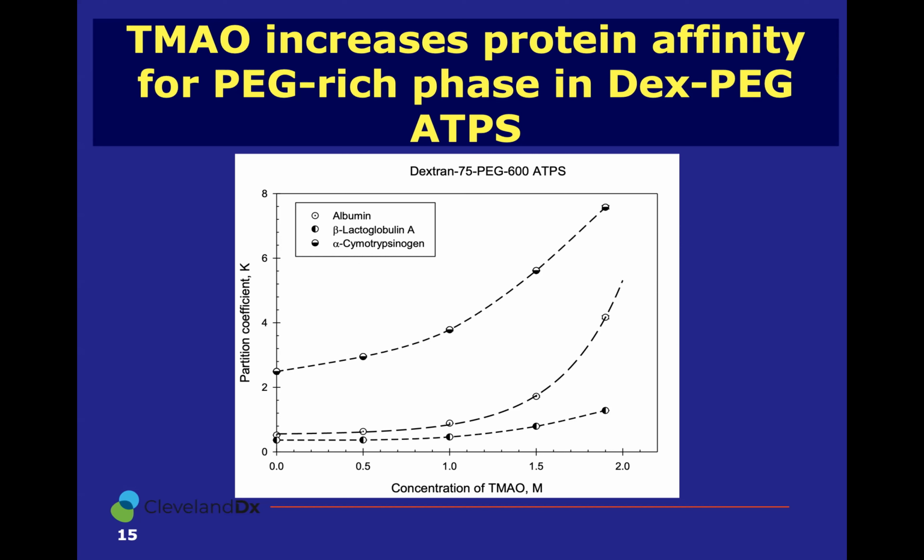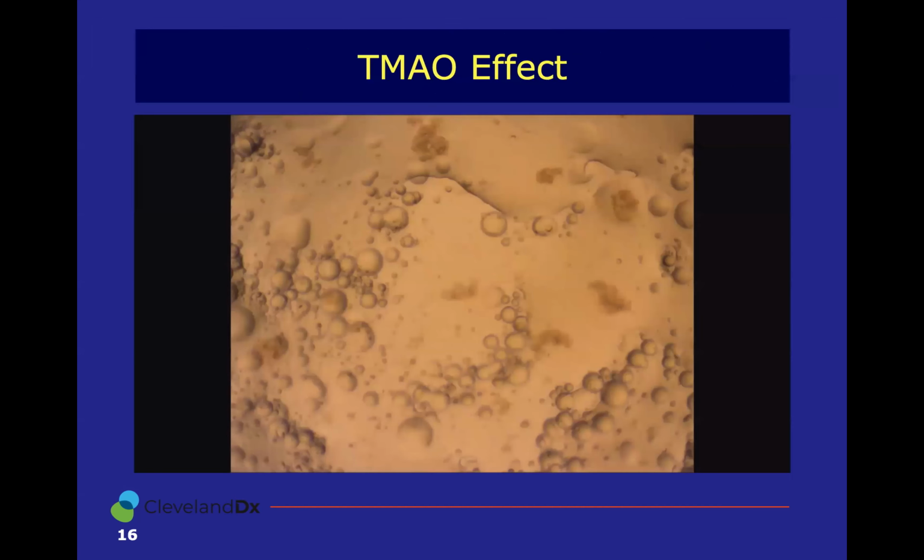It just affects properties of water. If you add enough of TMAO, 2 molar in this case, albumin moves completely from the bottom phase to the top phase. So as a result, the thinking was, okay, if we can move albumin from one phase to the other, that means for BSA polyethylene glycol, an additive of TMAO should destroy the two-phase system, provided TMAO affects only water. It doesn't affect anything else. And here is the example.